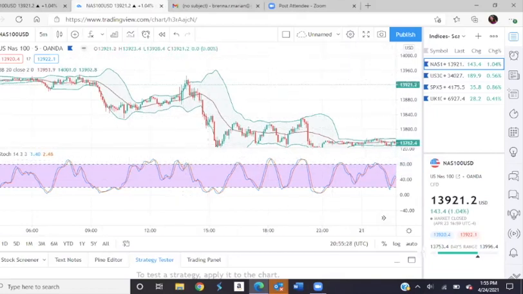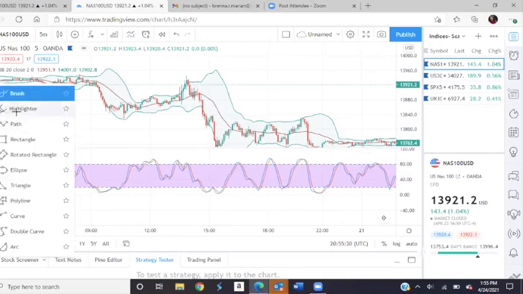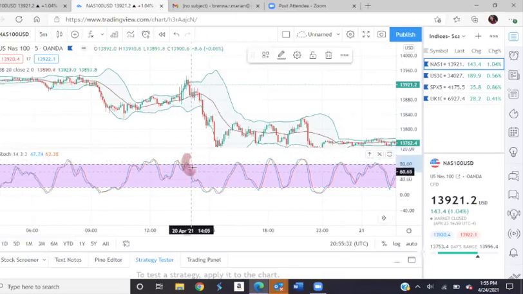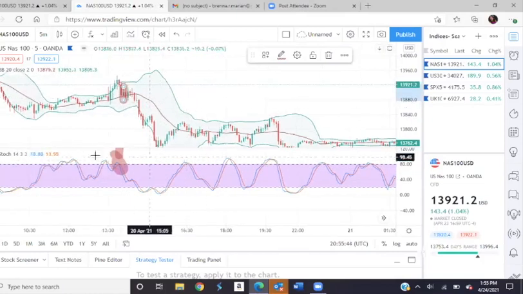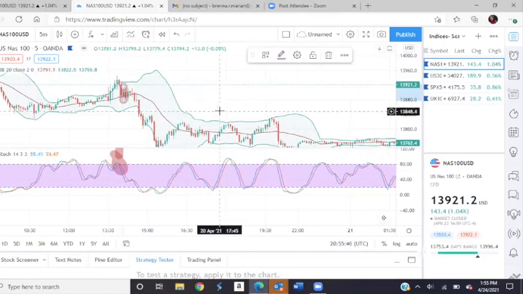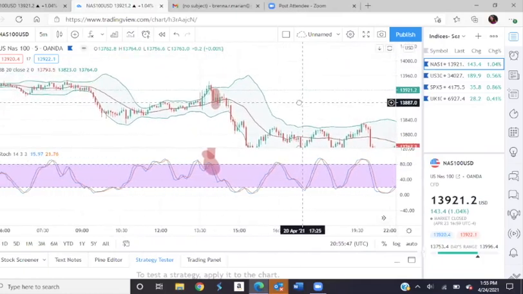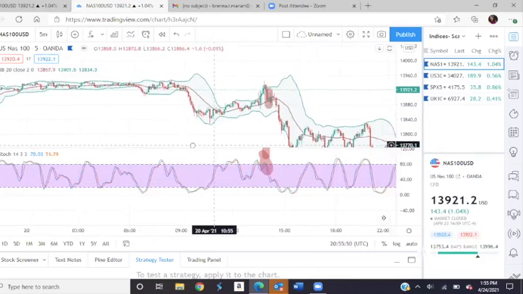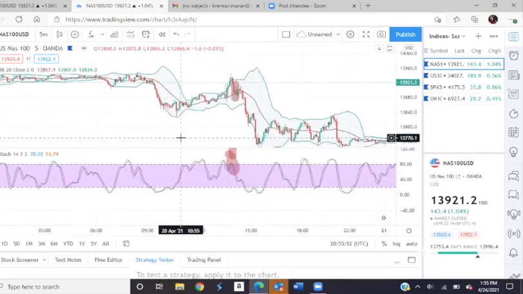Oops, hold on, I'm going to delete that. That was bad. Let me use my highlighter. This entry right here lines up perfectly with our ideal entry on the Bollinger Band as well. So that just goes to show that these two indicators work really well together, and they really do go hand in hand, and they kind of play off of each other when you're trading.